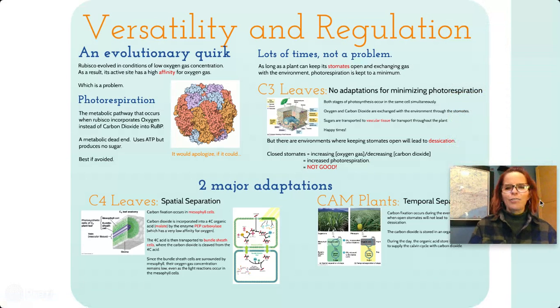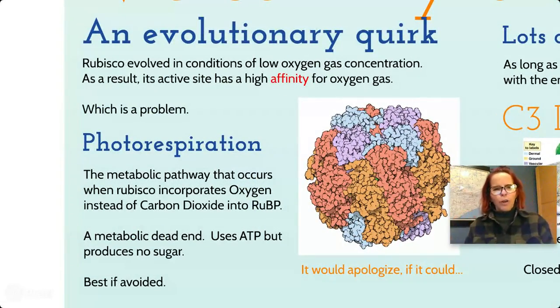It turns out that Rubisco, this super important enzyme, has something that's a little bit wrong with it. Rubisco is believed to have evolved in conditions that had low oxygen gas concentration. As a result, its active site has a high affinity for oxygen gas. It didn't matter that Rubisco likes oxygen because there was never very much oxygen available when it first evolved. But now there is a lot of oxygen available, and so now it has a tendency to click onto oxygen. It's supposed to be attracted to carbon dioxide.